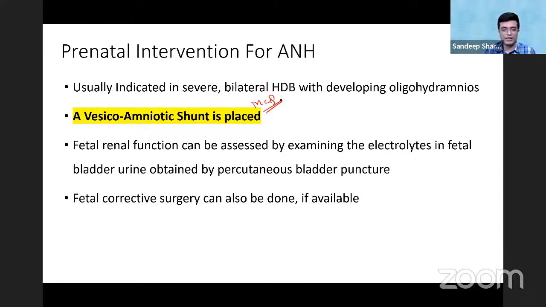Most tertiary centers do not have this type of surgery, but with the advances coming up, you will find fetal surgeries for ANH also becoming relatively common. These days, fetal corrective surgeries are more commonly done for conditions like congenital diaphragmatic hernia and related disorders. Now, this is regarding prenatal intervention. So, when to do a vesico-amniotic shunt? These are the two things that you must remember.